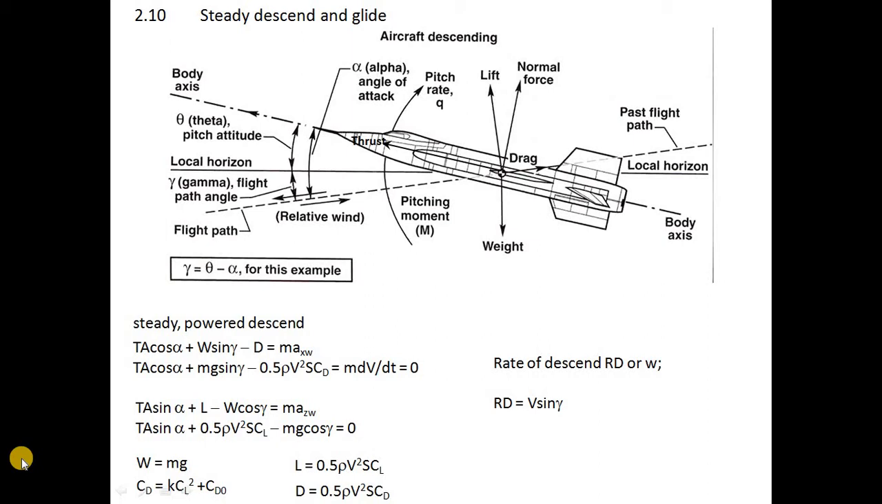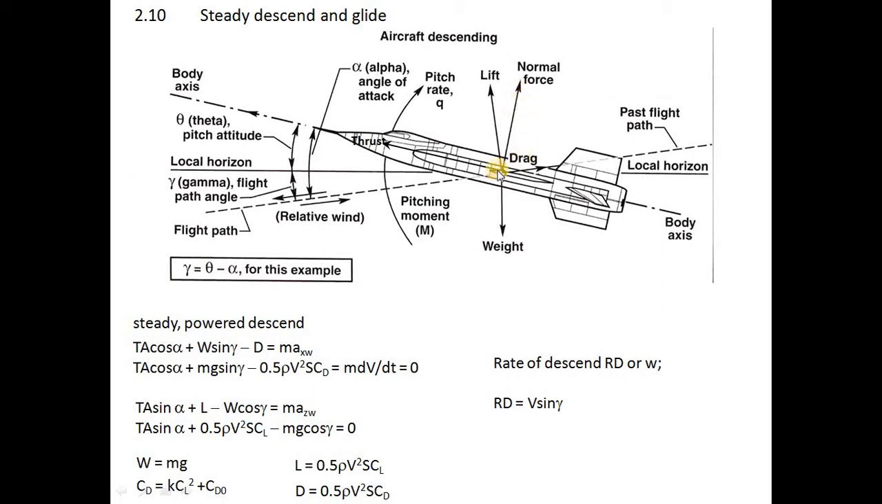Now, descent and glide is basically the opposite of the steady climb. First thing, let's look at the free body diagram of the aircraft. Now we have lift, drag, weight, and thrust. One thing you notice is that there is another one that we call normal force. This normal force is basically a combination of lift and drag.